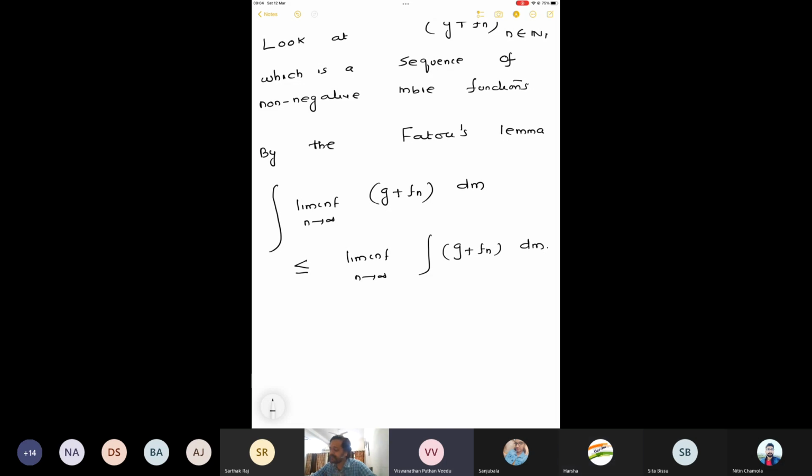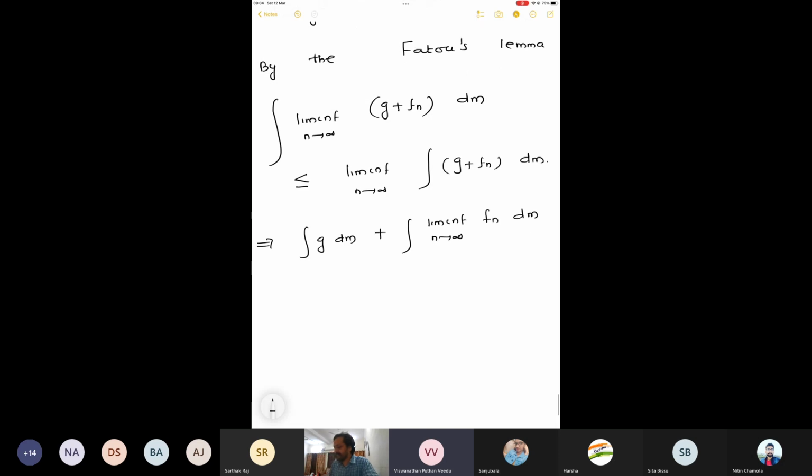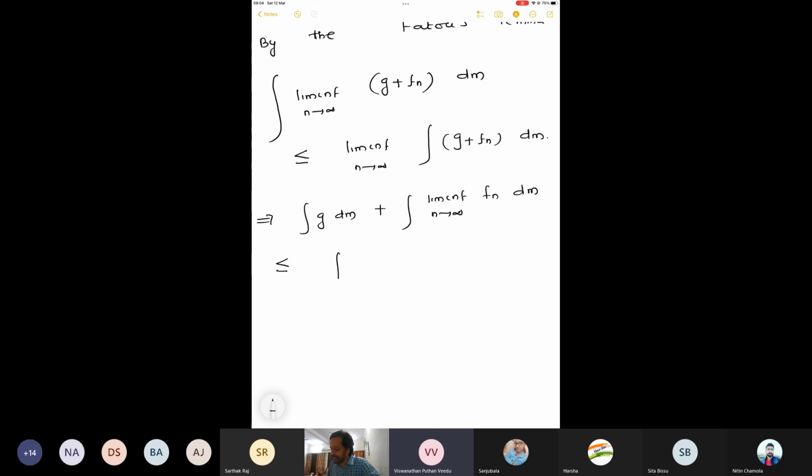Yes, sir. And lim inf is with respect to n and g is a constant. So that will imply integral g dm plus integral lim inf n tending to infinity fn dm is less than or equal to integral g dm. Linearity you apply, linearity of the integral. Integral g plus fn you can write as integral g plus integral fn. And integral g is independent of limit infimum because limit infimum is with respect to n. So integral g dm plus lim inf n tending to infinity integral fn dm.